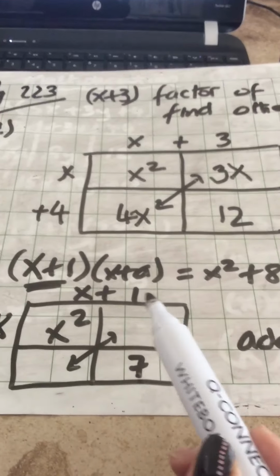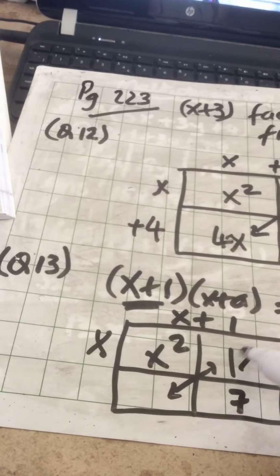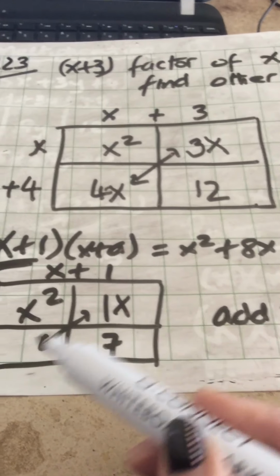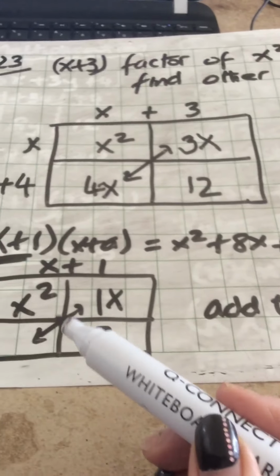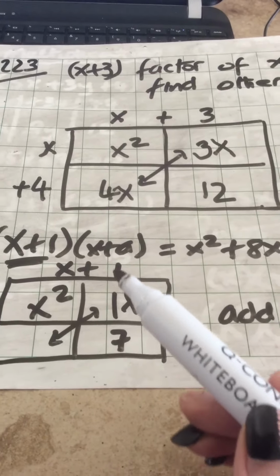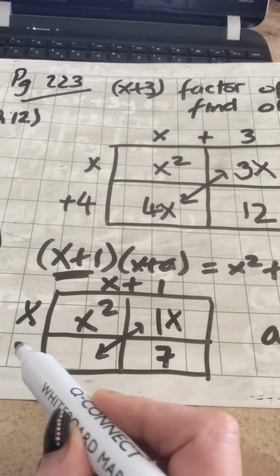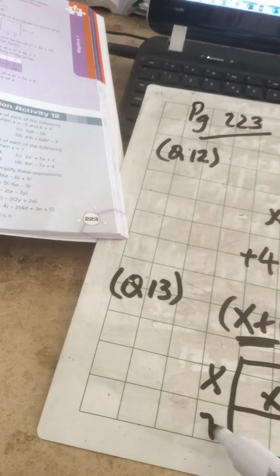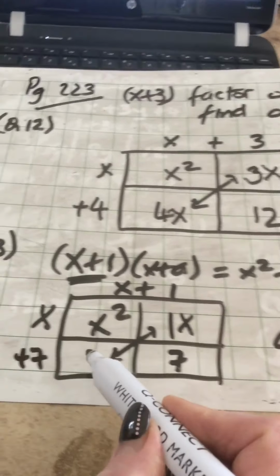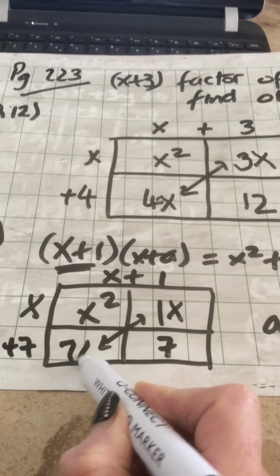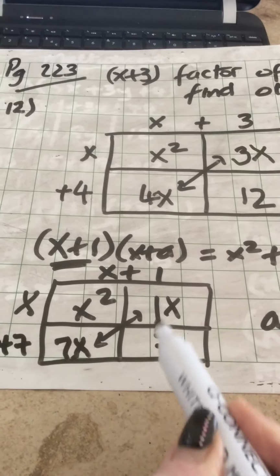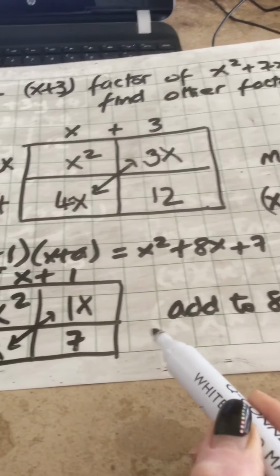Okay, so then multiply x by 1, I get 1x. 1x and what gives me 8x? 1x and 7x. Or you can say 1 divides into 7, 7 times. So that's plus 7 out there. So 7 by x gives me 7x. And my 7x and my 1x gives me my 8x.